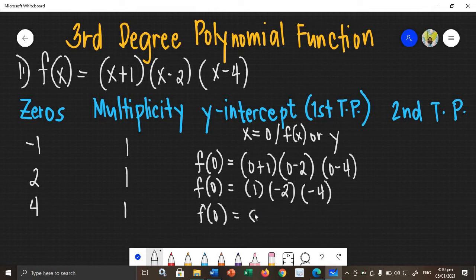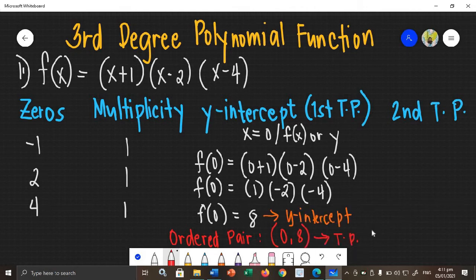Negative 2 times negative 4, that is equal to positive 8. So, now that we have the value of the y-intercept, sulat lang po natin siya using ordered pairs or in ordered pair na form. Okay? So, yung ordered pair natin, pag sinulat natin yan, is equal to, yung x natin kanina 0, di ba? We assume. So, 0 and then yung y natin is 8.